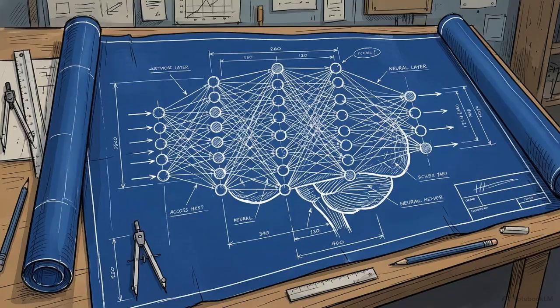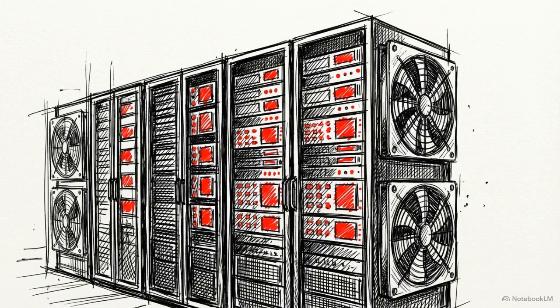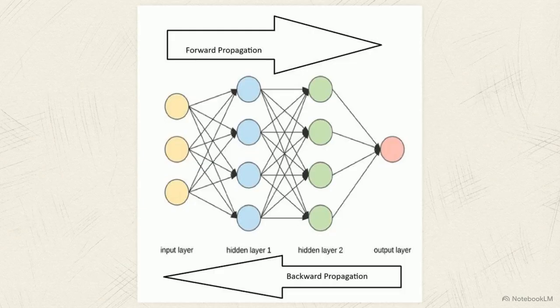Designing the theoretical architecture is only the first step. For a neural network to actually function, it must survive a mathematically intensive training phase. This diagram illustrates the backpropagation algorithm, the training process used to adjust the weight of connections between neurons. The top arrow represents forward propagation, producing an initial guess. The bottom arrow represents backward propagation, adjusting weights backward to improve the next attempt.